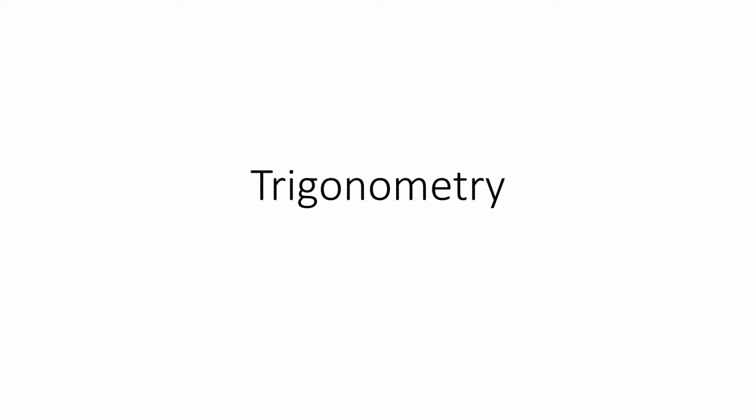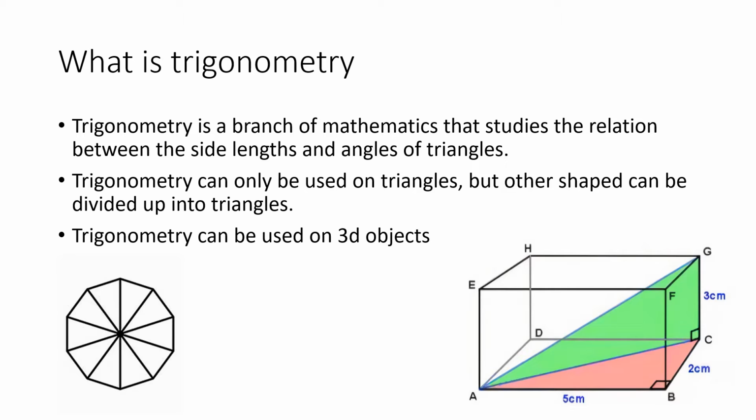Right. This video is about trigonometry. Trigonometry is a branch of maths which studies the relation between the side lengths and the angles of triangles. Trigonometry can only be used on triangles, but other shapes could be divided into triangles. Trigonometry can be used on 3D objects, as shown in the bottom left.